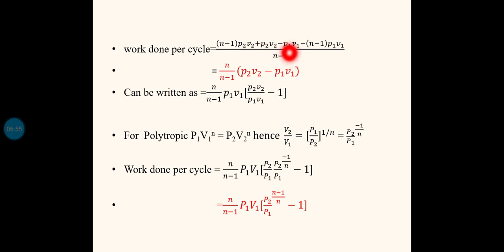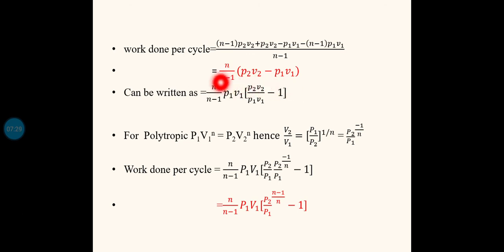Similarly here, minus P1 V1 is there, and here minus n into P1 V1 minus 1 into minus P1 V1, that is plus 1 into P1 V1. So this term and this term will cancel. So the remaining term is n into P1 V1. So the total term is n by n minus 1 into P2 V2 minus P1 V1. You just write it on paper and simplify it, then only you will get the exact idea. Finally you will get n by n minus 1 into P2 V2 minus P1 V1.